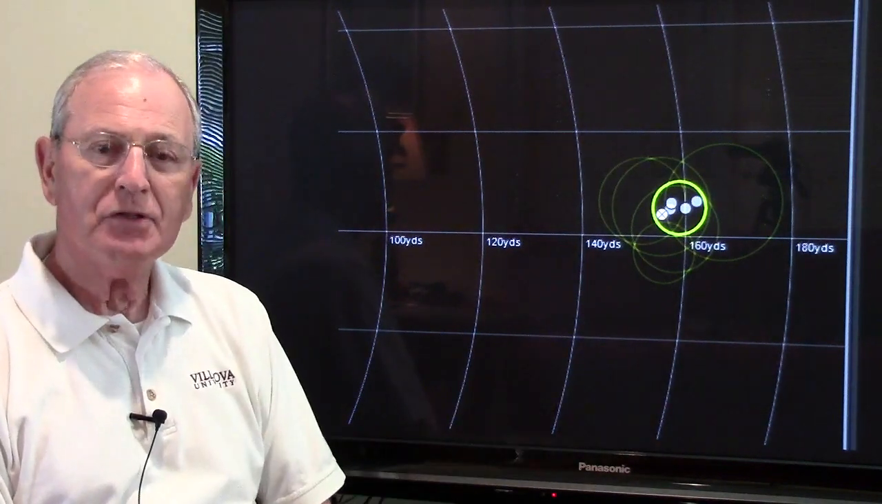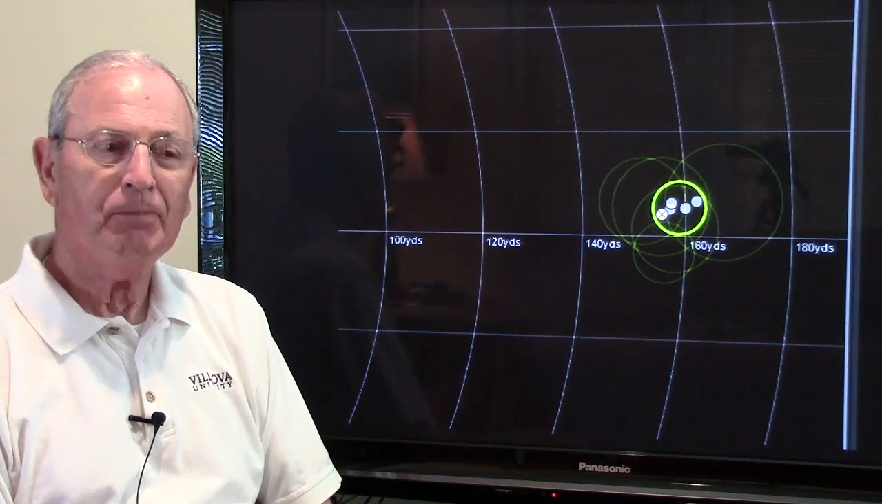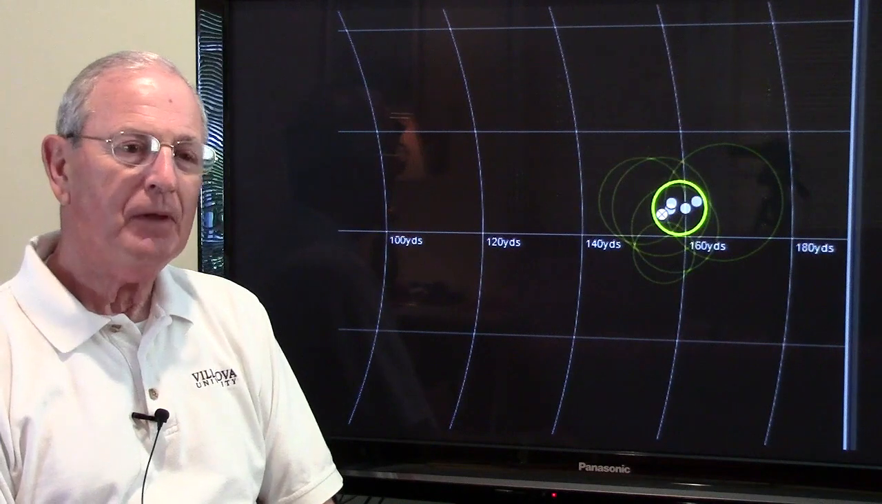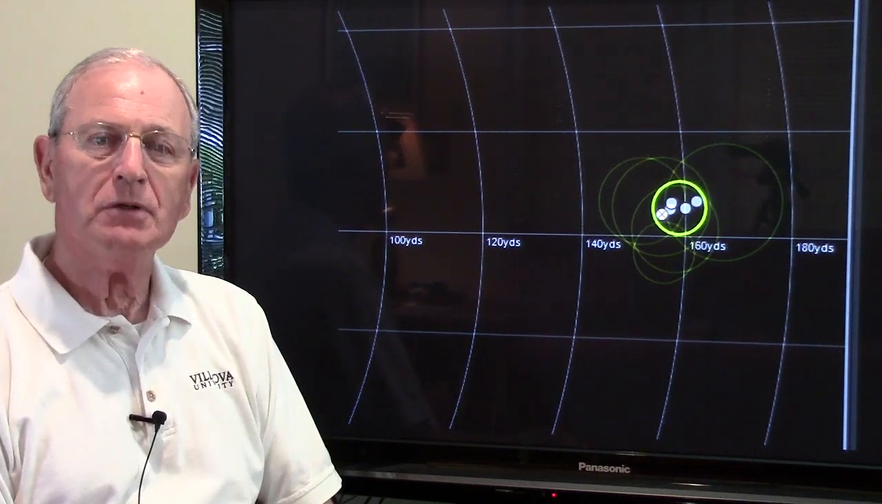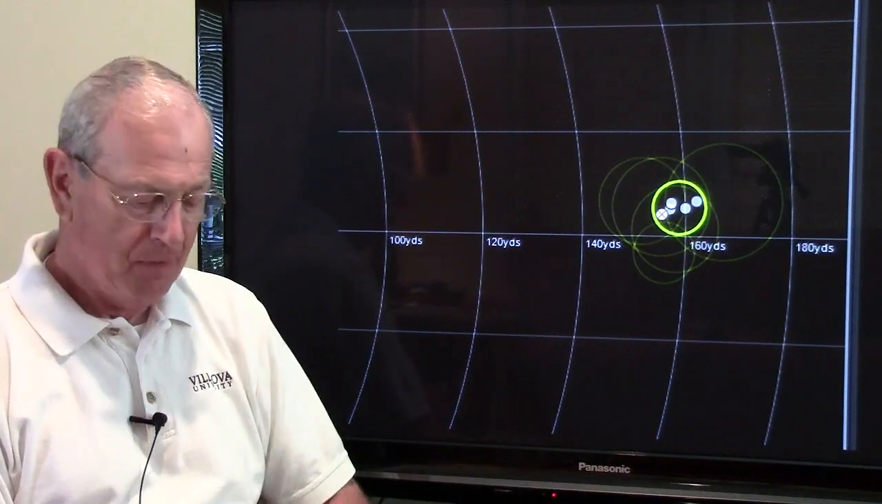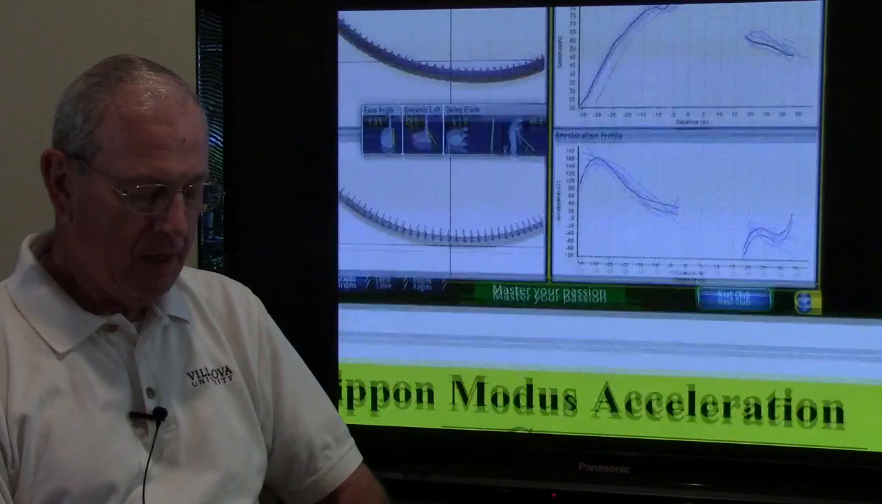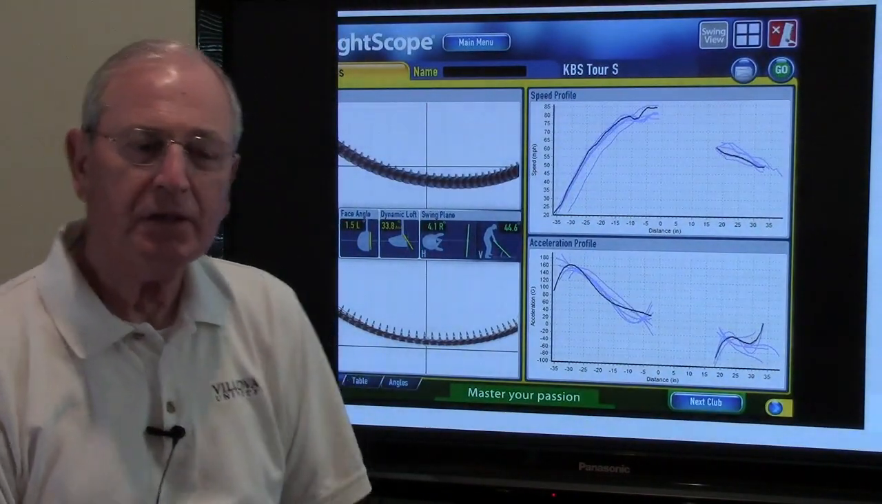If you have a 7-yard diameter, which this happens to be, grouping diameter, your chances of landing on the green and having a one-putt opportunity are significantly increased. 21 feet, not too bad. All right, now let's take a look at a little more interesting display that FlightScope provides us.